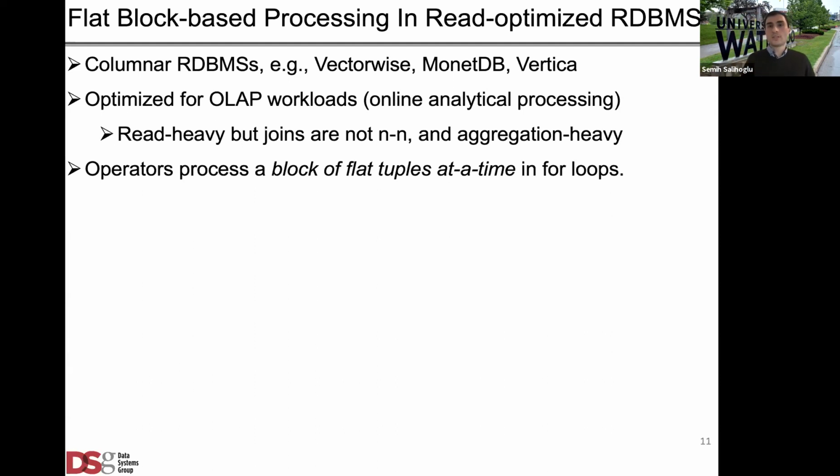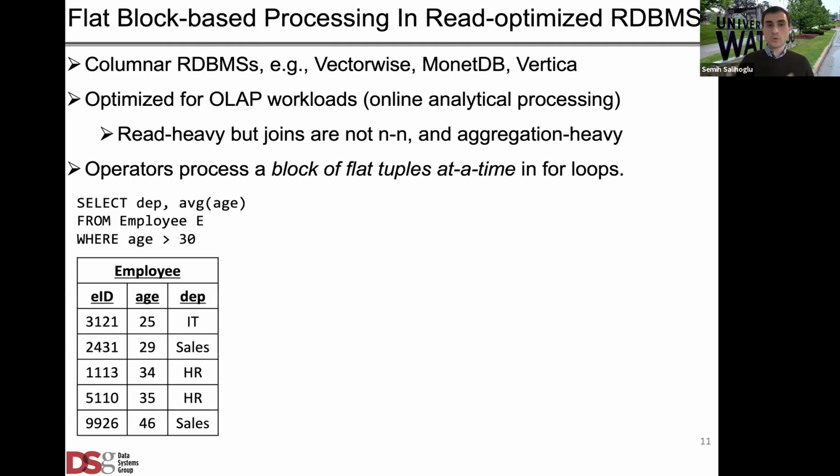But the joins in these queries are not many-to-many. They're often primary-foreign key joins. And these workloads are often aggregation heavy, okay? So the way traditional query processors designed for these workloads in columnar RDBMSs work is that every physical operator in the system, which implements a particular relational algebra operator, is going to process a block of flat tuples at a time. Okay, so let me give you an example.